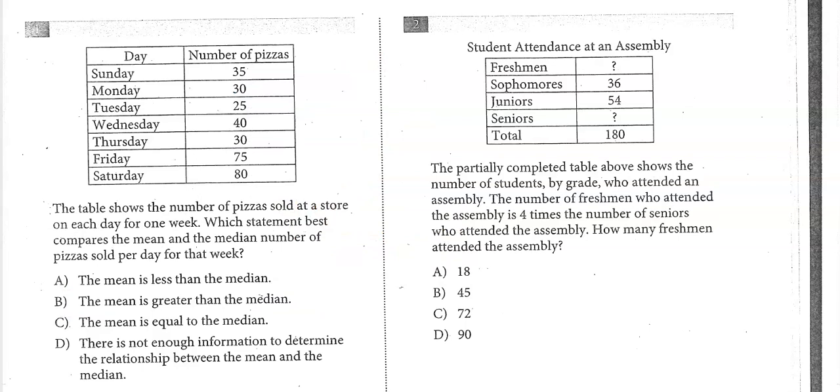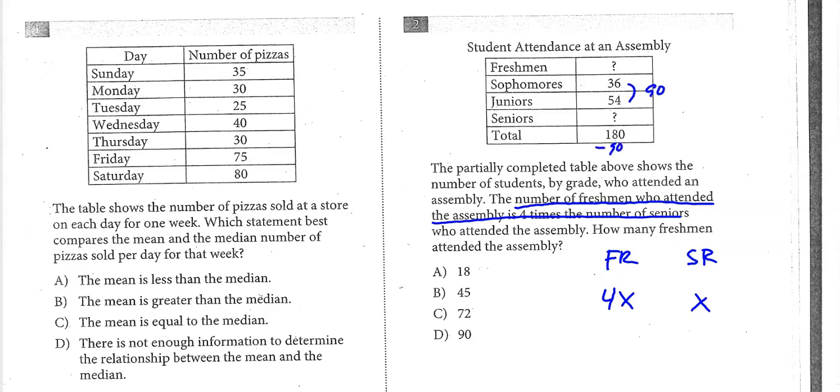So number 2, we have a chart with some missing values. Number of students who attend assembly. Looks like we have a clue buried in here that the number of freshmen is 4 times the number of seniors. All right, so we have freshmen, we have seniors. The number of whatever the seniors are, the freshmen are 4 times that amount. Well, let's see what we got. There's 180 total. So if I put this together, that's 90.